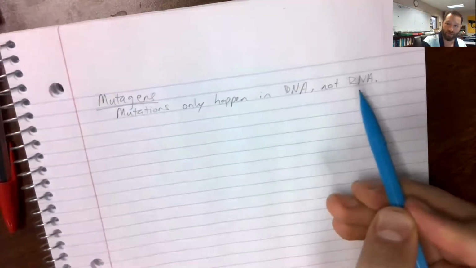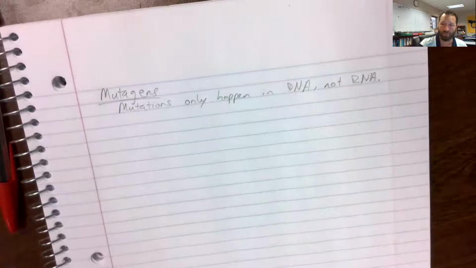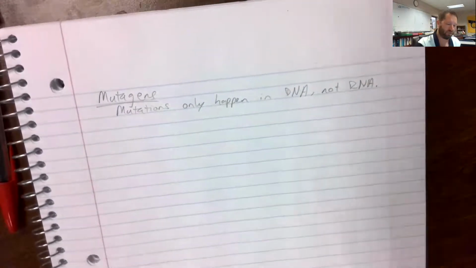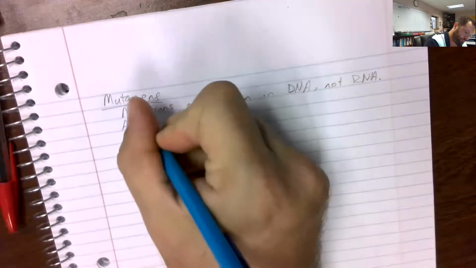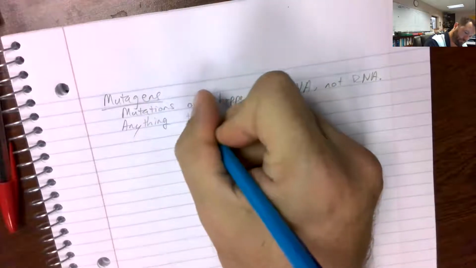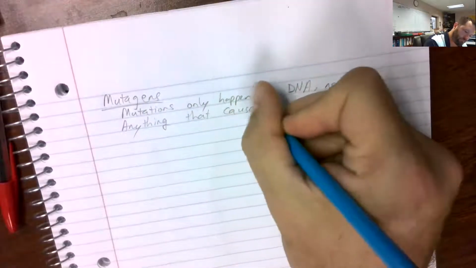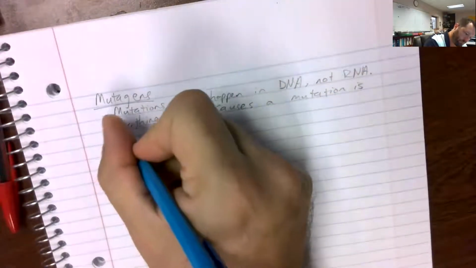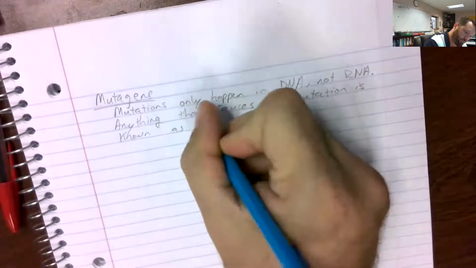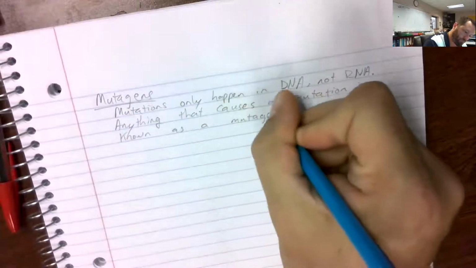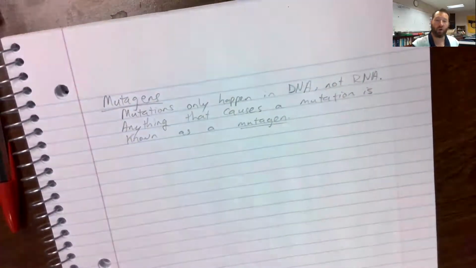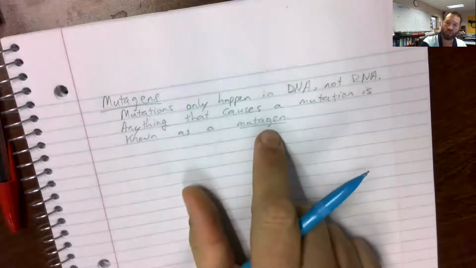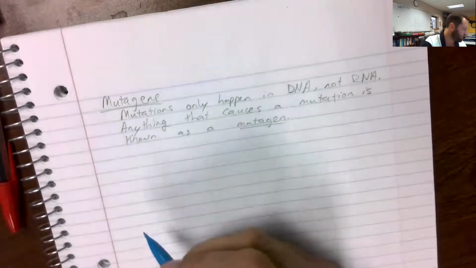All right, so mutations only happen in the DNA, not the RNA. And we don't really care if the RNA gets messed up. The RNA code is not nearly as big of a deal as the DNA originals. Things that cause mutations are known as mutagens. Mutagens, and there are a lot of different mutagens.